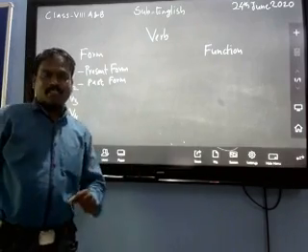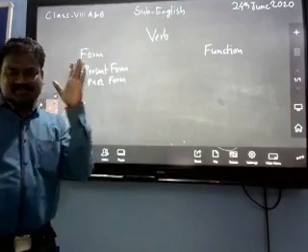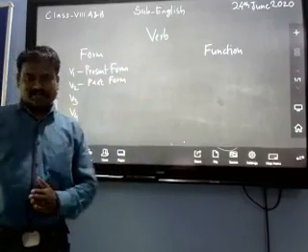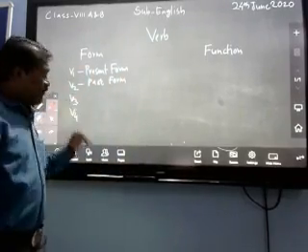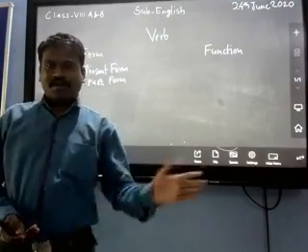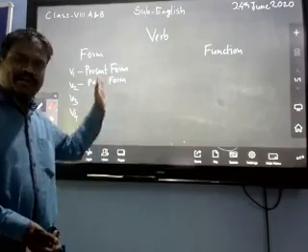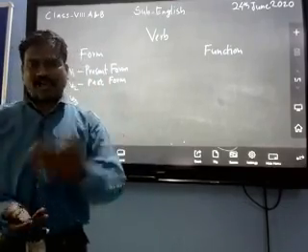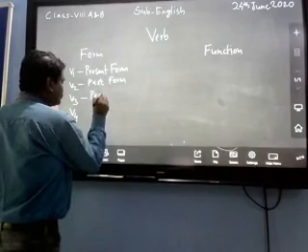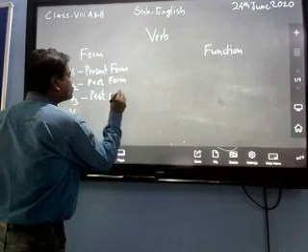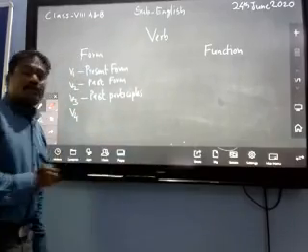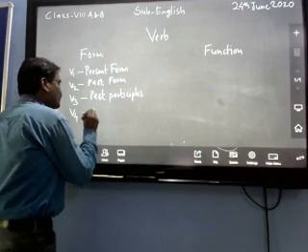This past form is generally used in past tense. So present form in present tense, past form in past tense. Another two forms, V3 and V4, are actually not forms, they are participles. They are not called forms, but still they come under the category of forms. V3 is the past participle, and V4 is the present participle.